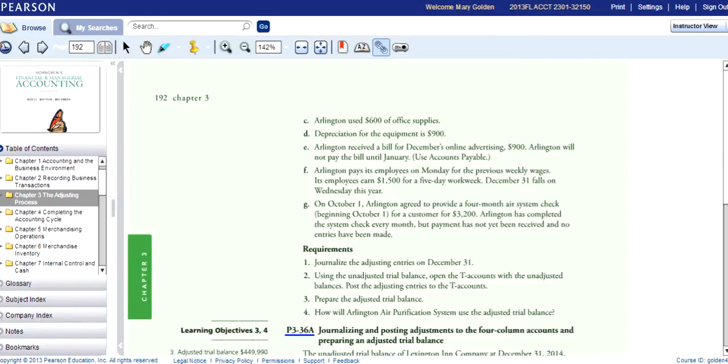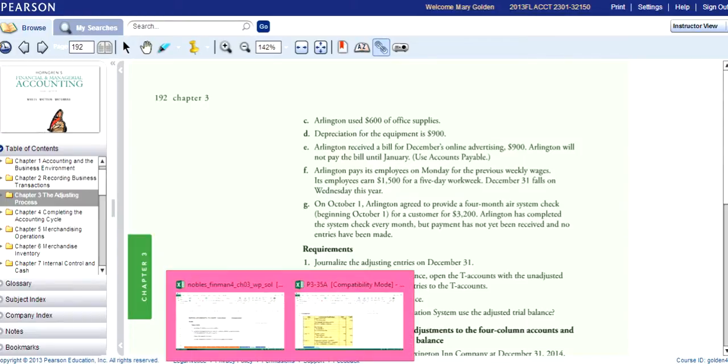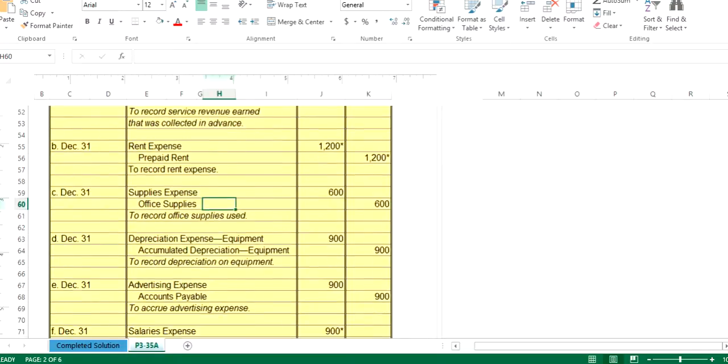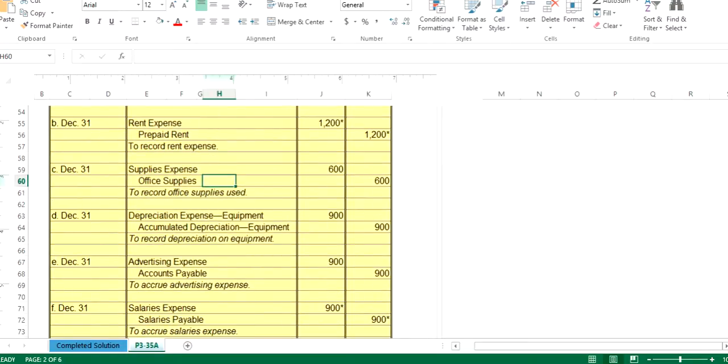Part D says that depreciation for the equipment is $900. It's a pretty straightforward entry. Whenever we make an adjustment for depreciation expense, it's always going to be a debit to depreciation expense and a credit to accumulated depreciation.